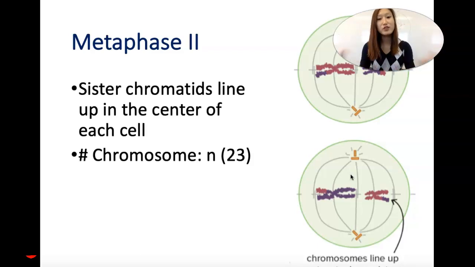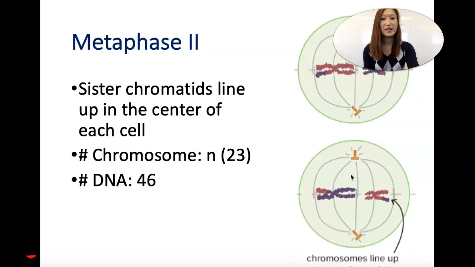Number of chromosomes, nothing's changing. We're just lining them up. Nothing's changing, okay? Number of chromosomes, 23. Number of DNA, 46, because we have duplicated chromosomes.